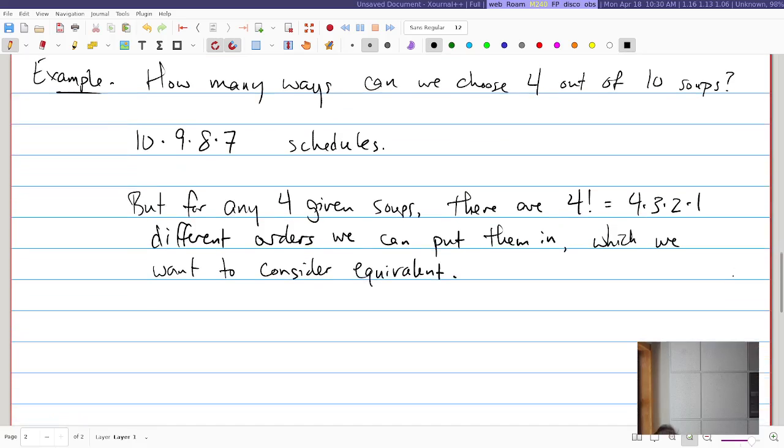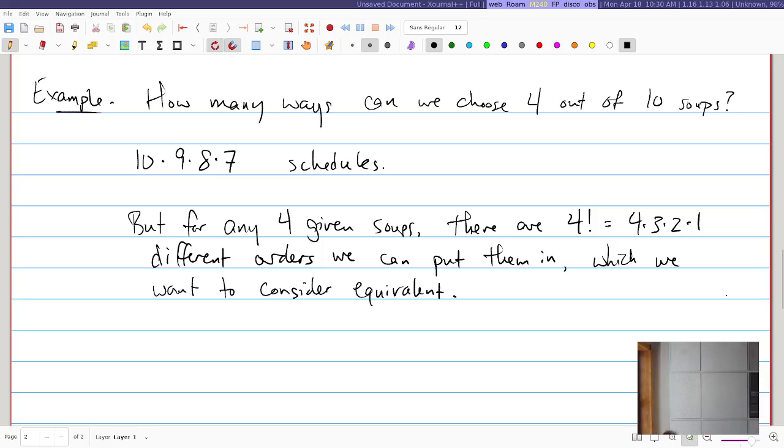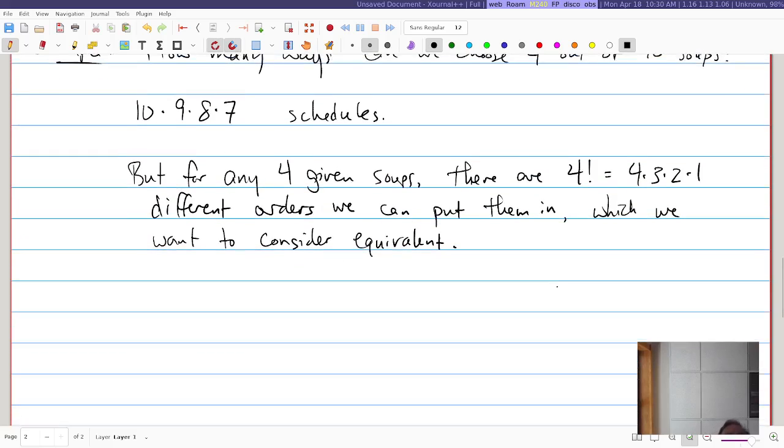Okay, but that's exactly when we need to use the division rule. So this is saying, whatever 4 soups you pick, there's always going to be exactly 4 factorial different orders you can put them in that are all considered equivalent. So what we really need to do is divide by 24, because each thing that we really care about, we've counted 24 times.